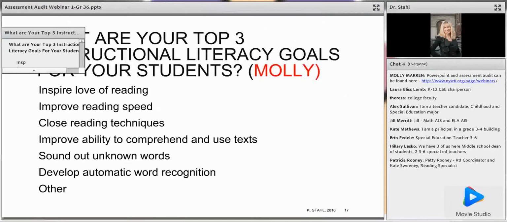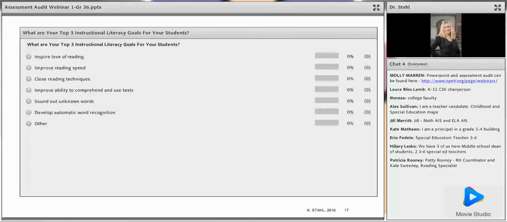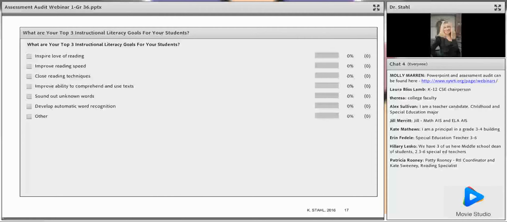Now, the next thing I would like to ask you, again, a poll, is let's think about what are your 3 primary goals for instruction. What do you value the most for your children? And please pick 3.